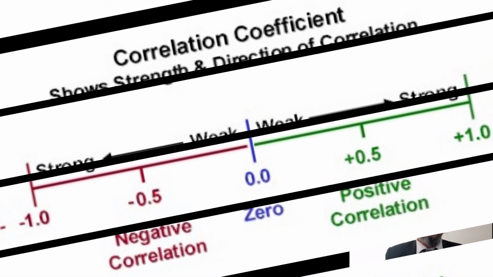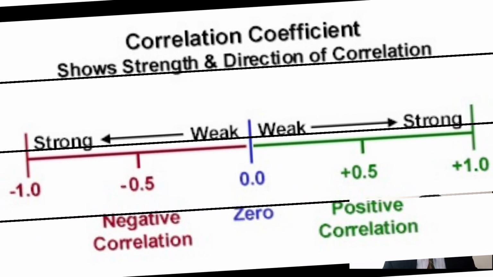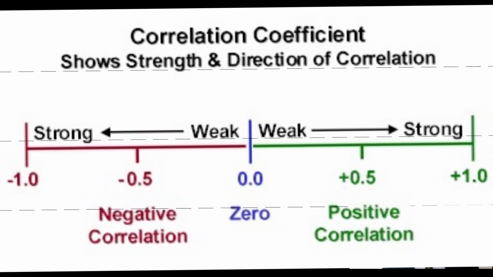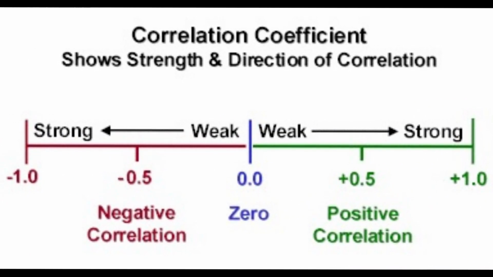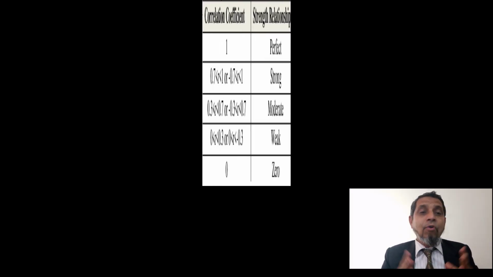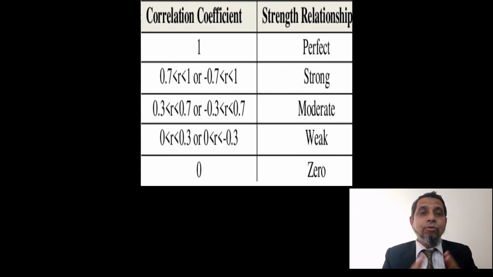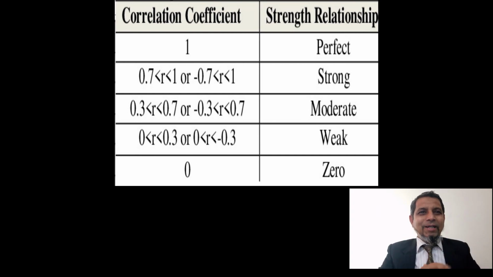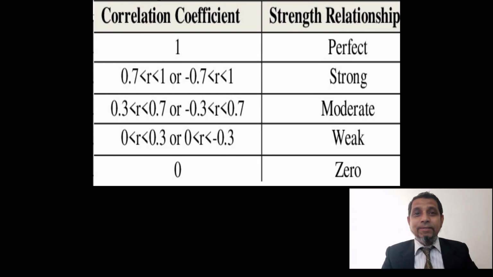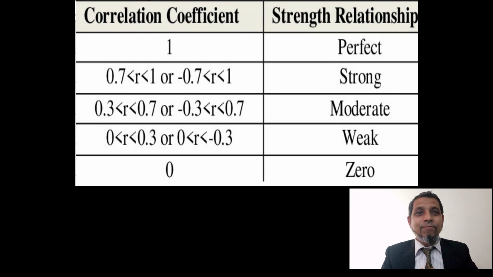Point number 3, what is a correlation range value? The correlation coefficient is usually represented by using the symbol of a small r, and its range is between -1 to +1. Positive correlation values. A value greater than plus 0.70 is a strong positive correlation.